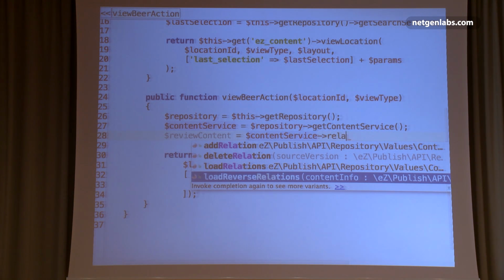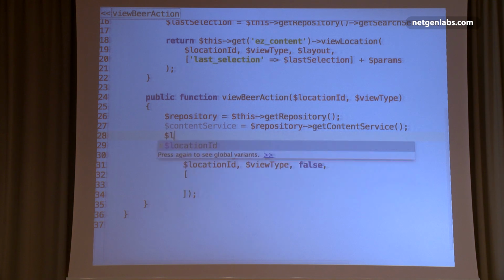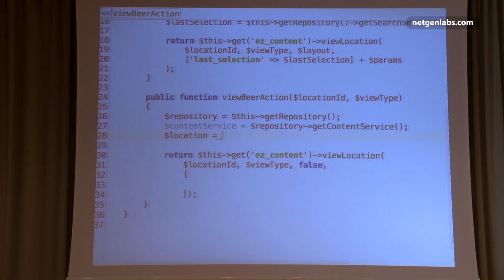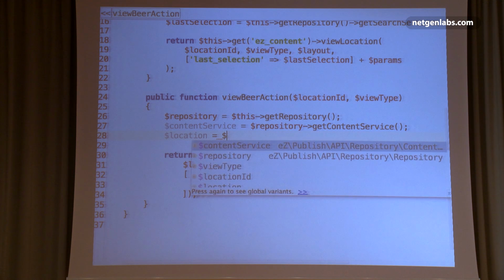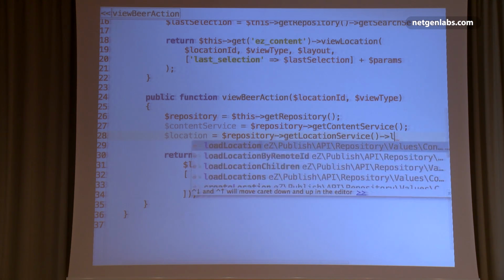So we have the location ID. So maybe we should first load the location and get the content info from there and pass it to it. So we're going to first do this, and we will refactor a bit so that we don't have too many temporary variables. So location. We need the location service for that. Get location service and load location.